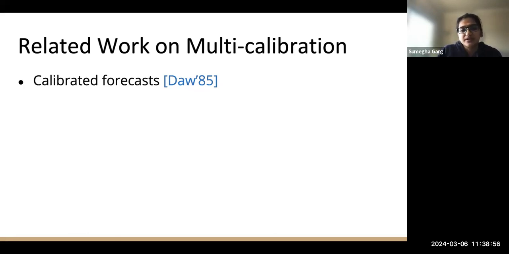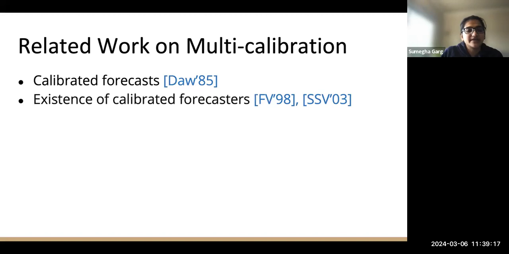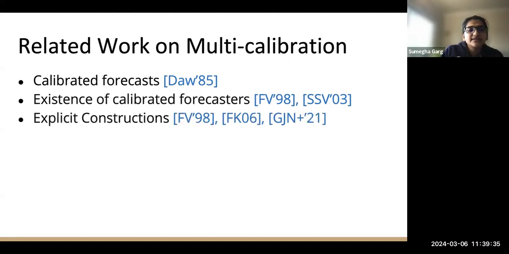This paper by Dawid in 1985 introduced the concept of calibrated forecasts, and it showed that if your predictions are actually the true probabilities of rain, then your predictions would be calibrated. Subsequent works showed, even if non-efficient, the existence of calibrated forecasters, that is, there always exist randomized forecasters that on expectation are calibrated. Then there were explicit constructions by previous works and recent works for these calibrated forecasts. And this is a recent work by Gupta et al. that gave explicit constructions for online multi-calibration. We will talk a bit about this paper's result after a few slides.